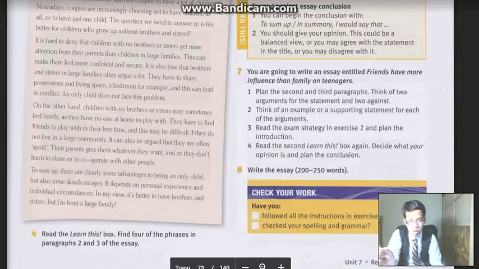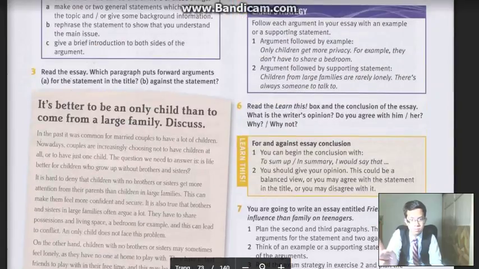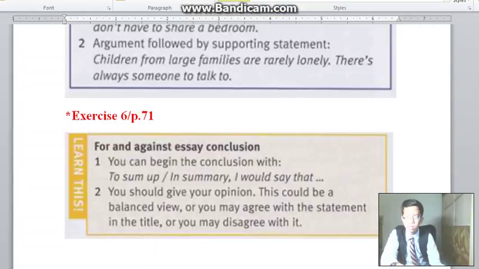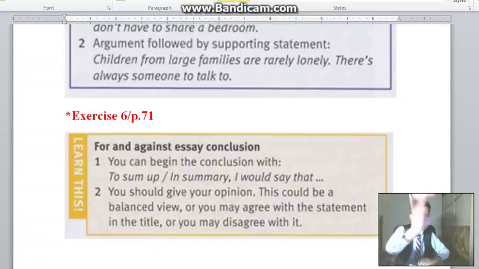Exercise number 6, what do they tell us to do? Read the learner's box and then read the conclusion of the essay. What is the writer's opinion? Do you agree with him or her? So now let's read the learner's box first. For and against essay, the conclusion means the last paragraph, the very last paragraph, the fourth one.